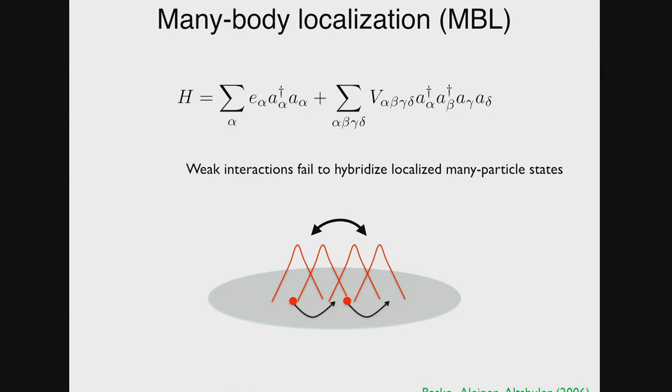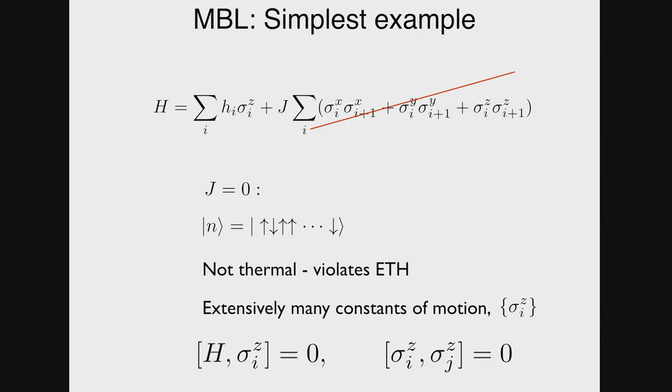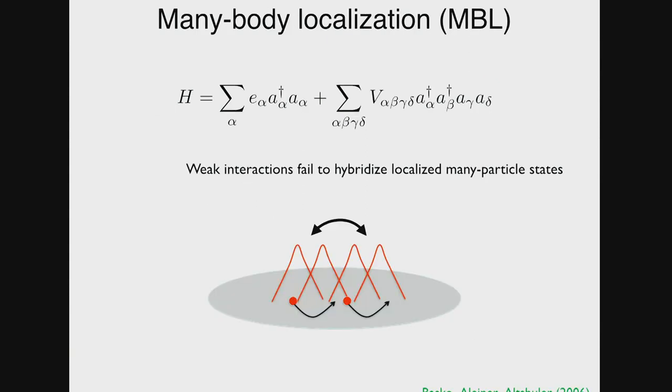Okay, so let's think a little bit in modern language. I should also say, and I'll come back to this point, that for the Russians, for this treatment, a localized system is something with zero DC conductivity. So they're really thinking in terms of transport. A localized system is an insulator, and a thermalizing system is a metal. So they were thinking of zero DC conductivity, if you will.